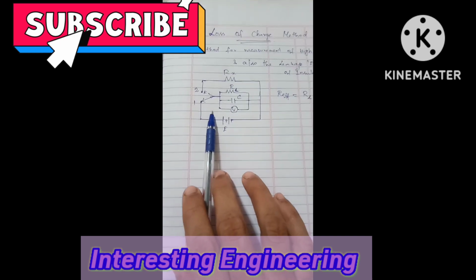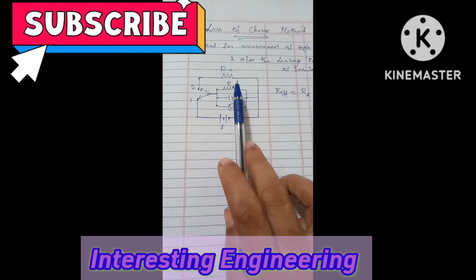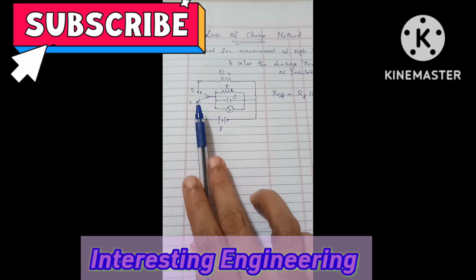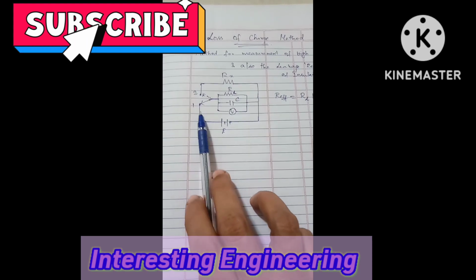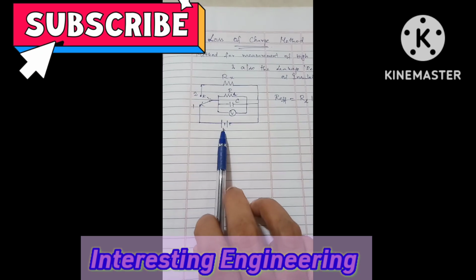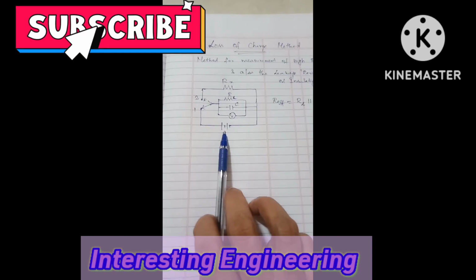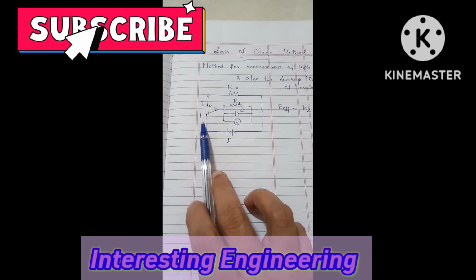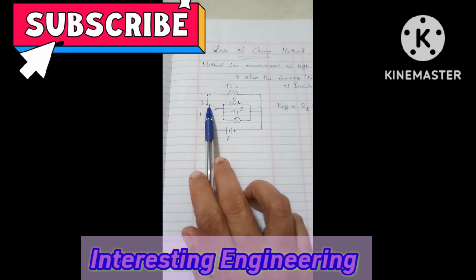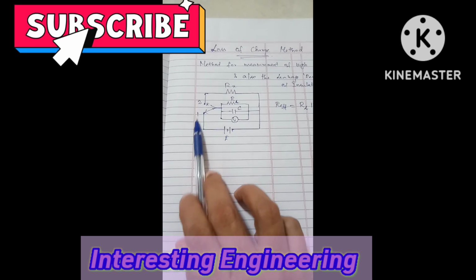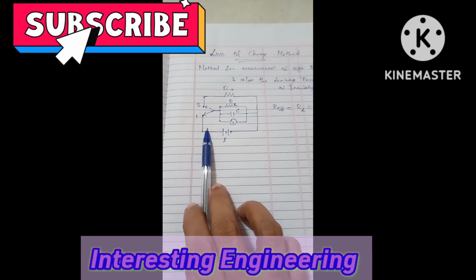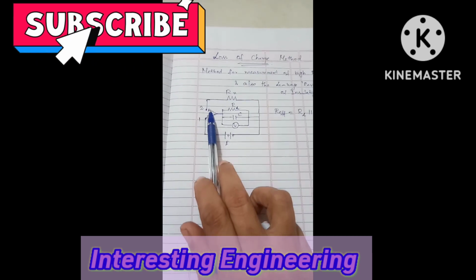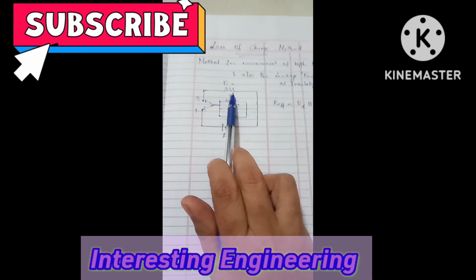This is the circuit for the loss of charge method, where we have a capacitor, and this capacitor is connected to a source by means of a switch arrangement. When the switch is placed at position 1, it is connected with the battery source and the capacitor charges. After a certain duration, when the switch is moved from position 1 to position 2, this part of the circuit gets disconnected so that the charge present in this capacitor will be discharged through this resistor Rx.